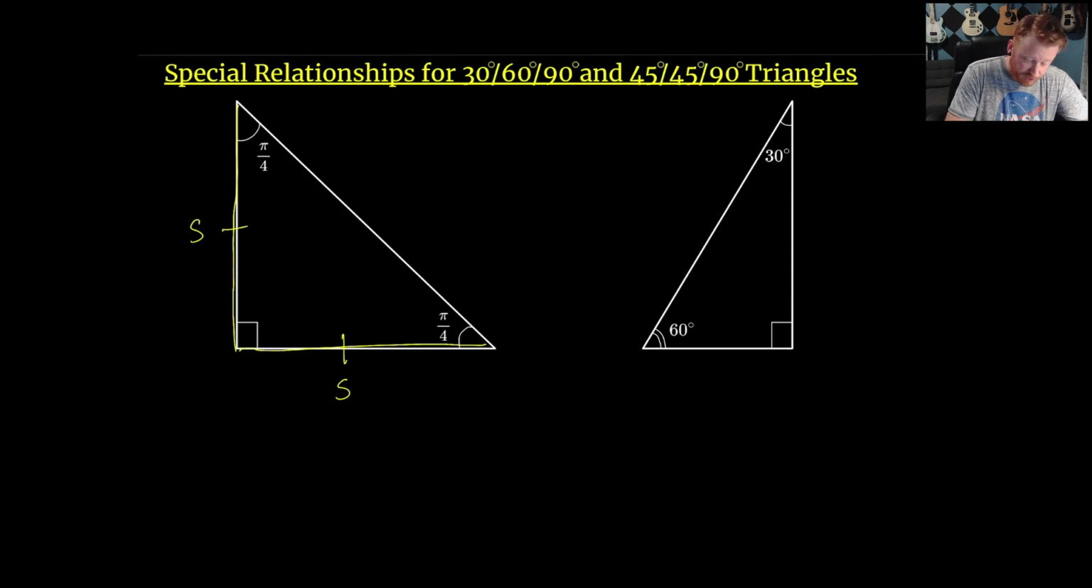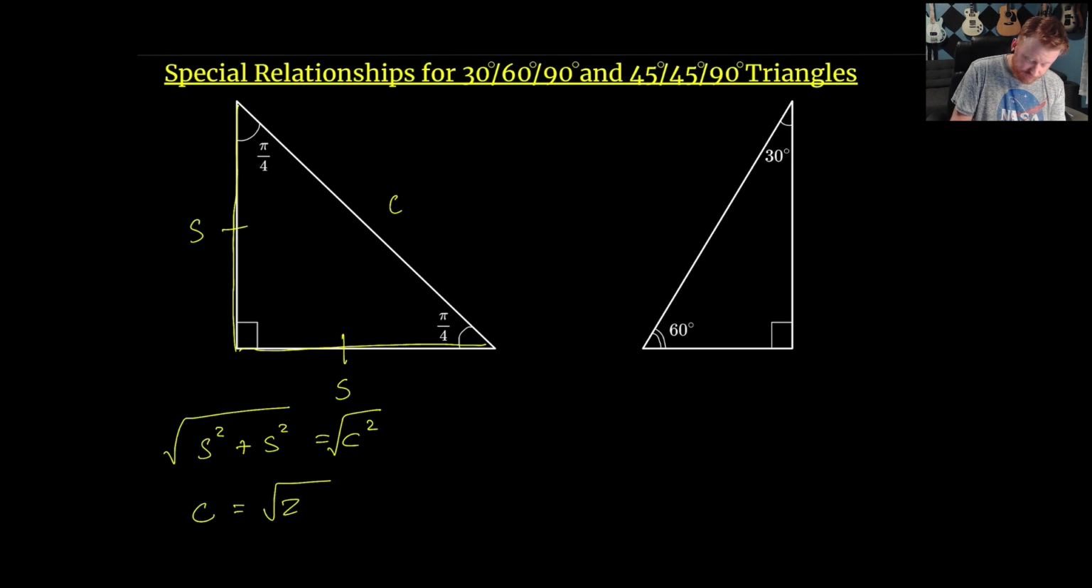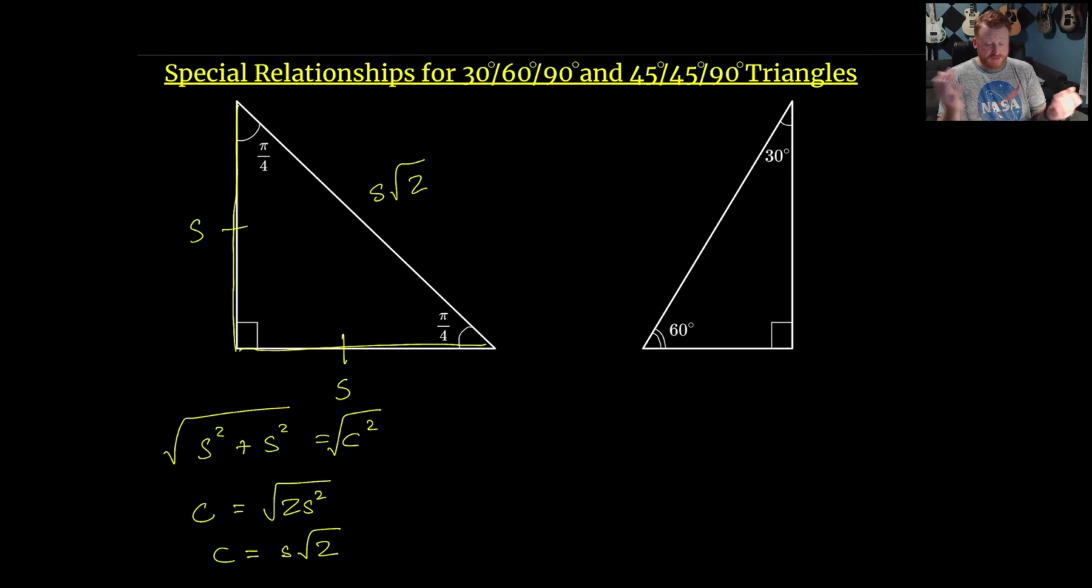We're going to use the Pythagorean theorem. So if I want to figure out if there's some sort of relationship to this other side, which we'll call C, well, that's going to be S squared plus S squared is equal to C squared. So if I do some simplification, taking the square root of both sides, I'll get that C is equal to the square root of 2 S squared. And if I simplify that radical, we get that C is equal to S times the square root of 2. So C, now we know, is S times the square root of 2. And that's a nice relationship to know.